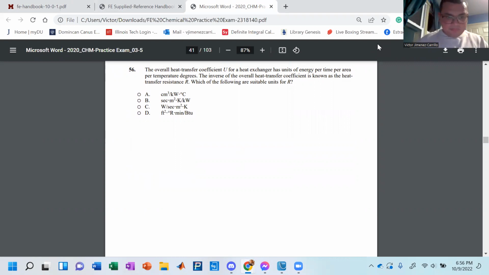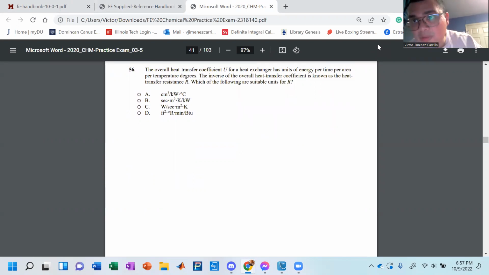56. 56 says, the overall heat transfer coefficient U for a heat exchanger has units of energy per time per area per temperature degrees. The inverse of the overall heat coefficient is known as R, thermal resistance. Which of the following is suitable for R?